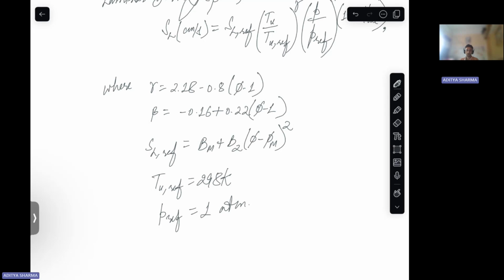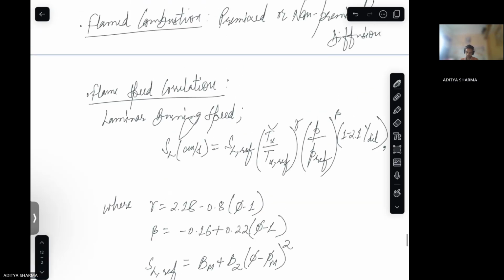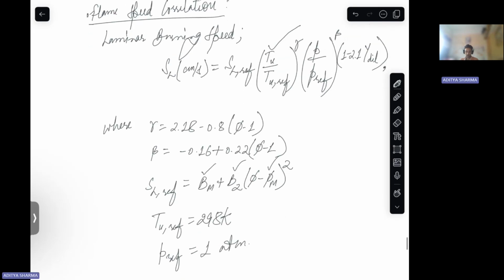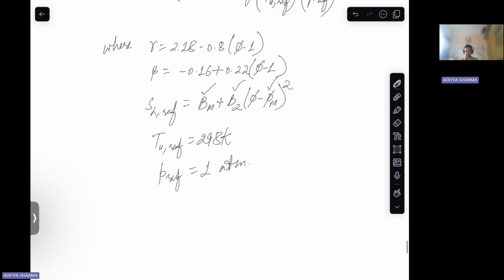Here TU is the temperature of the unburned gases. Then BM and B2, and also phi m, depend on the fuel type, the type of fuel that we are analyzing. So these constant values depend on that. Then Y DIL is the mass fraction of the diluent that is present in the air fuel mixture. This way we can calculate the laminar burning speed of a laminar flame.